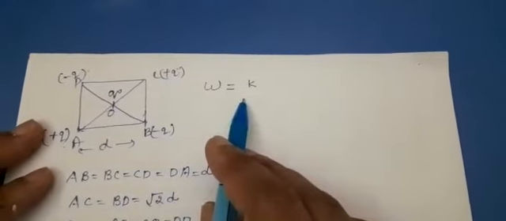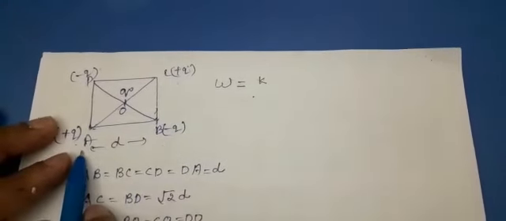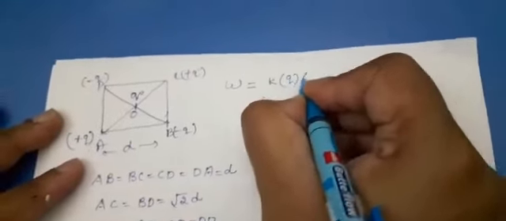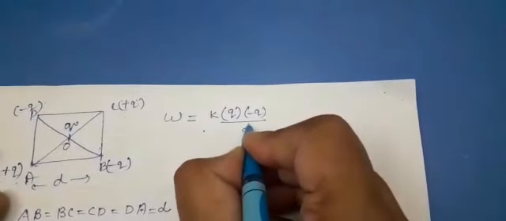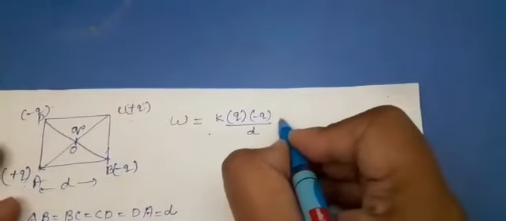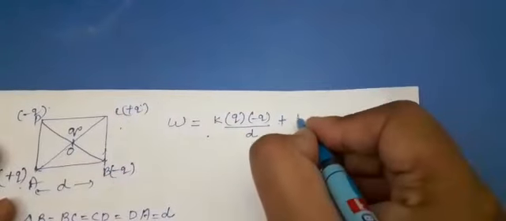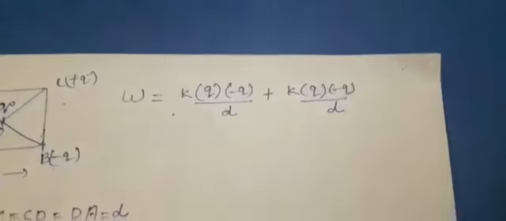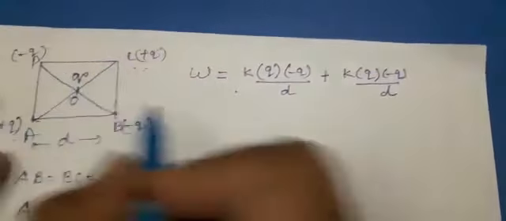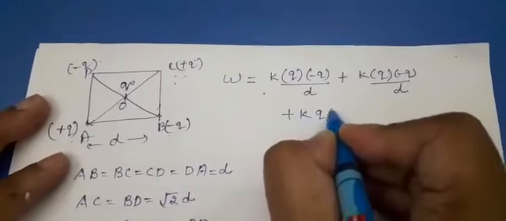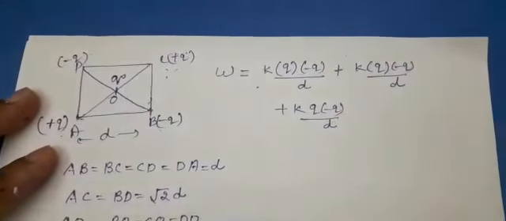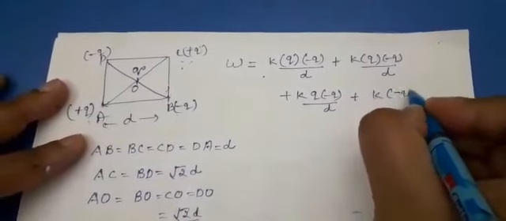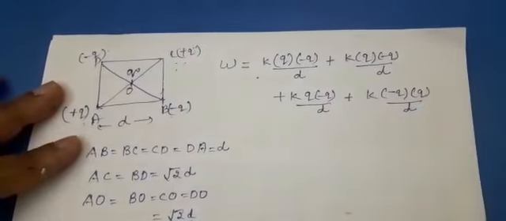The potential energy for each pair of charges: first, the pair of charges at A and B, it will be K, Q1 plus Q, Q2 minus Q, upon R, where the distance is D. For the second pair, at B and C, it will be K, again Q times minus Q upon D. For the third pair, at C and D, this will be K, Q times minus Q upon D. And for the fourth pair, at A and D, it will be K, minus Q times plus Q upon D.